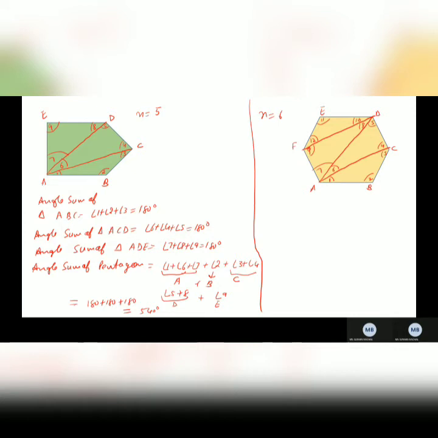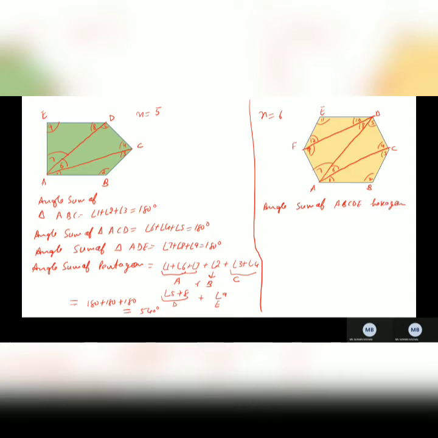So you can see the angle sum of the 1, 2, 3 ABC triangle is 180 degrees. Then the ACD triangle is also equal to 180 degrees. Then the angle sum of the ADF triangle is also 180 degrees. And when you find the angle sum of this DEF, this is also 180 degrees. So we have 4 triangles, and we will add all the angles. Now the angle sum of the ABCDEF hexagon. This is a hexagon.